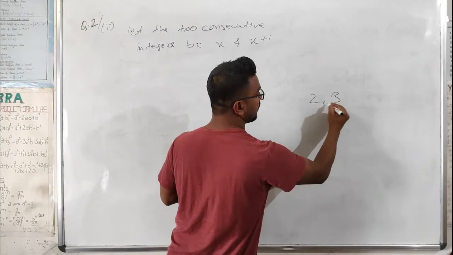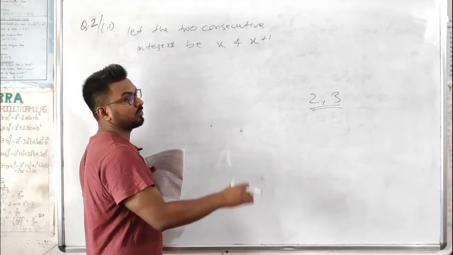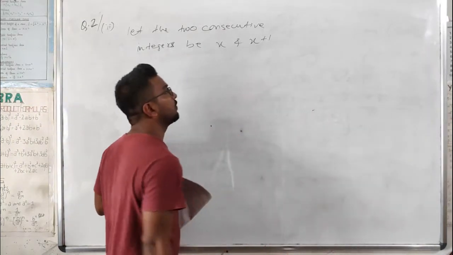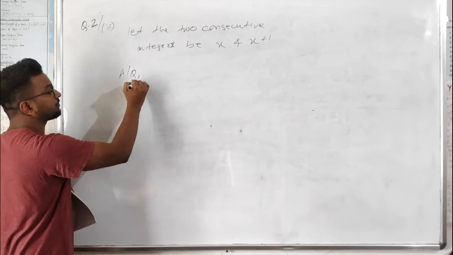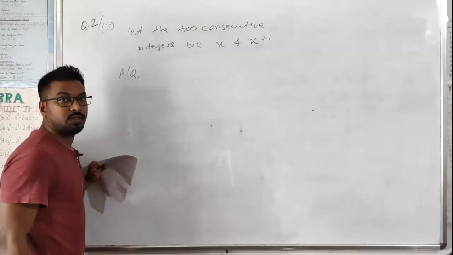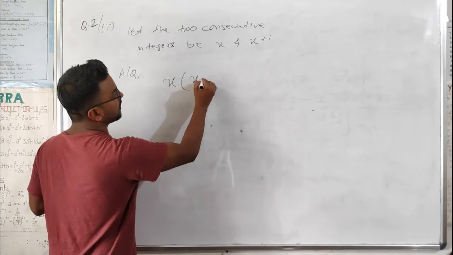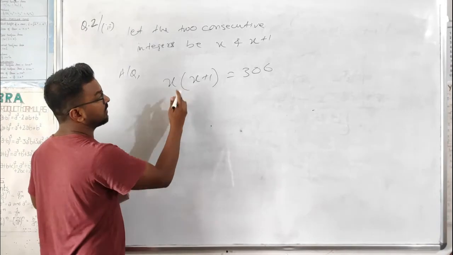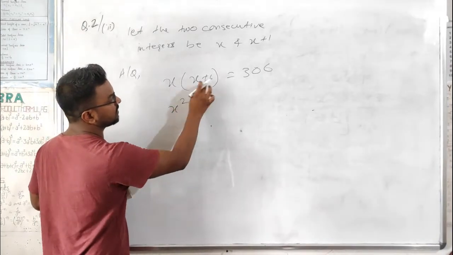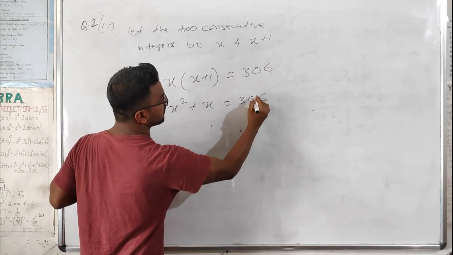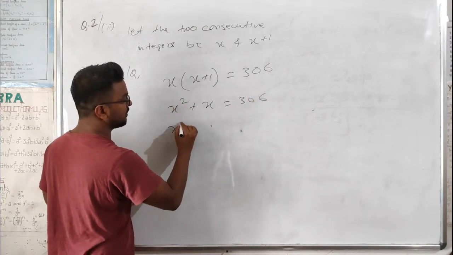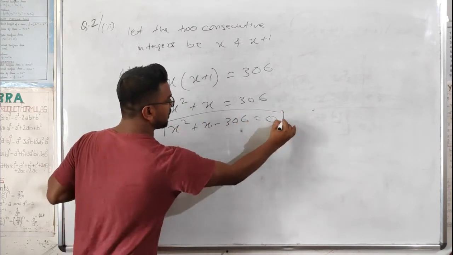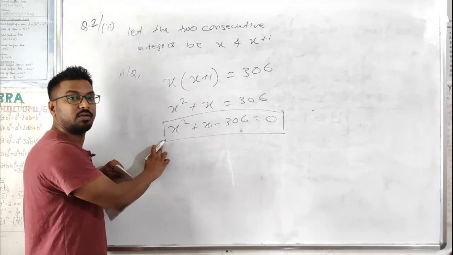Suppose 2 and 3. These are the consecutive numbers, right? So to get the next number, you have to add 1. So x plus 1. Now according to question it is given the product of these two numbers is how much? 306. So x into x plus 1 is given 306. So what we'll do next? You just multiply this one, x into x, x square plus x into 1 is x equals to 306. So you just bring it to the other side, x square plus x minus 306 equals to 0. So this is the required quadratic equation.